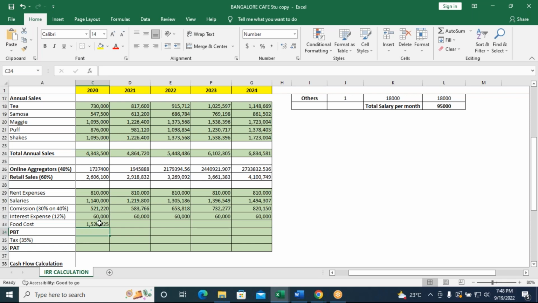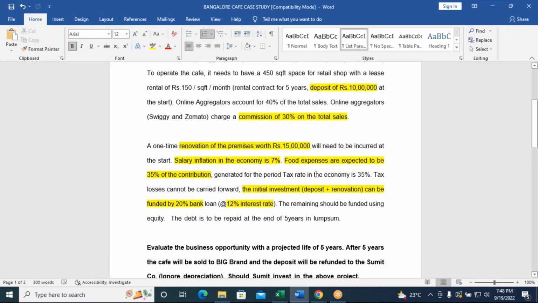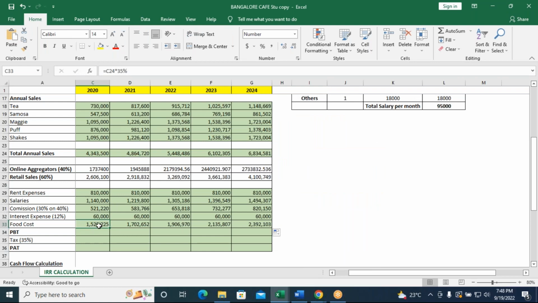Okay, and this one is going to remain the same, so I'll just click and drag. Understood with this? Food cost. Here, as explained in the question, food expenses are expected to be 35% of the contribution. Means each year, whatever the sales that is happening, on that 35%, I'm going to keep it for food expenses.